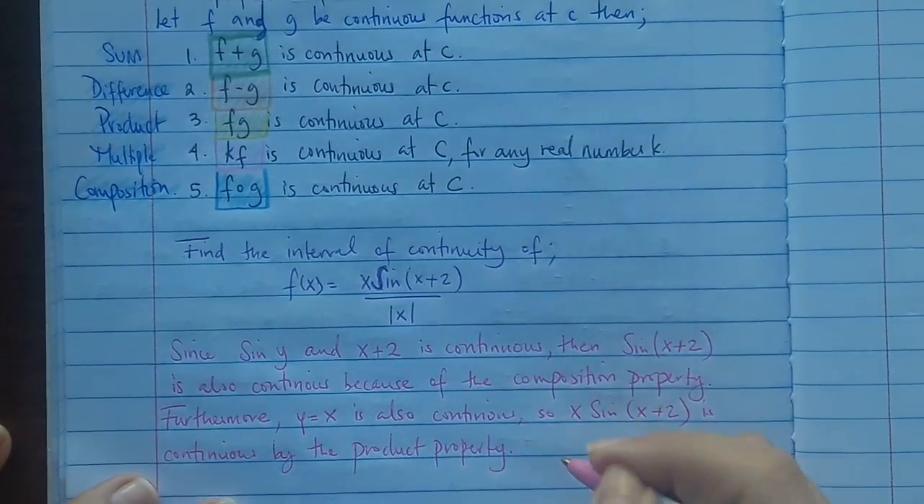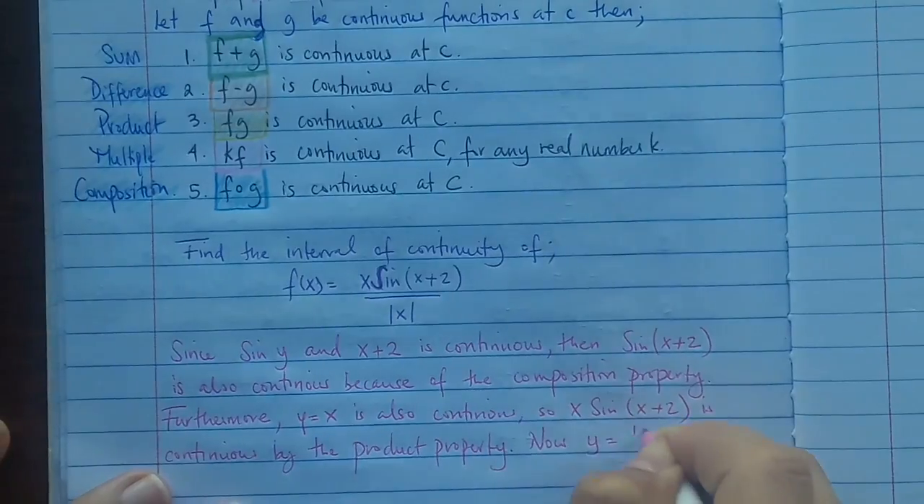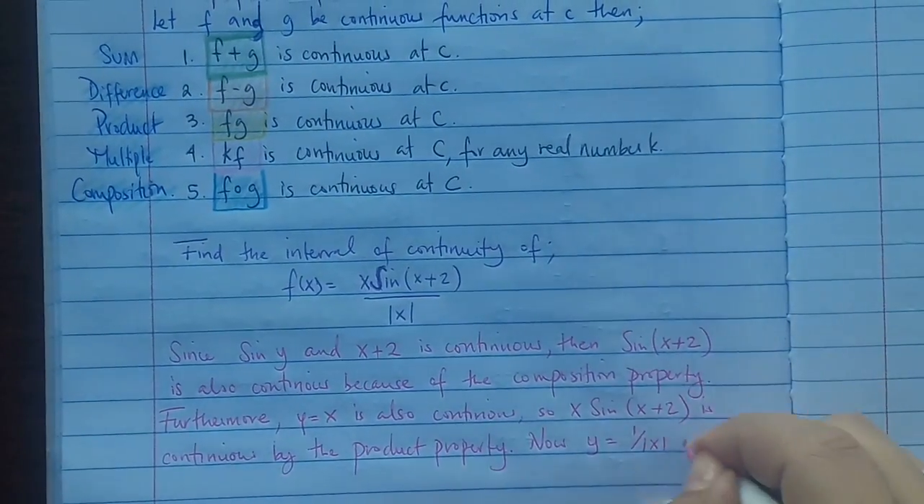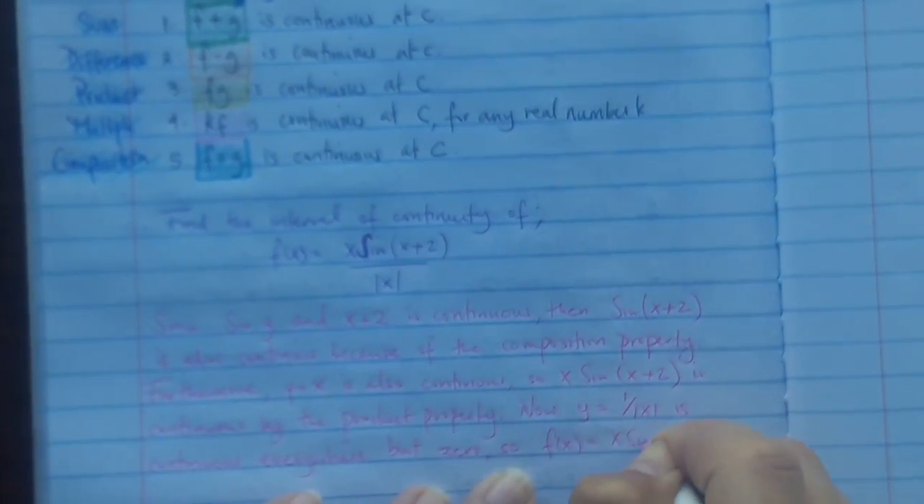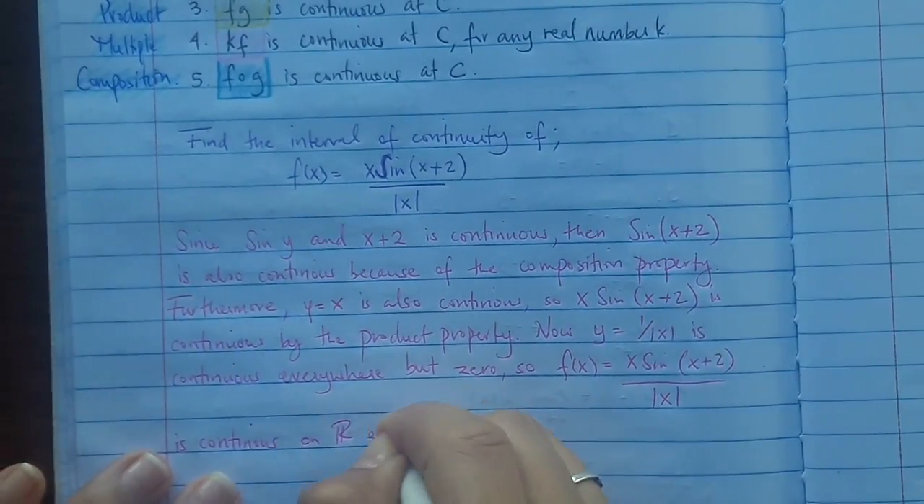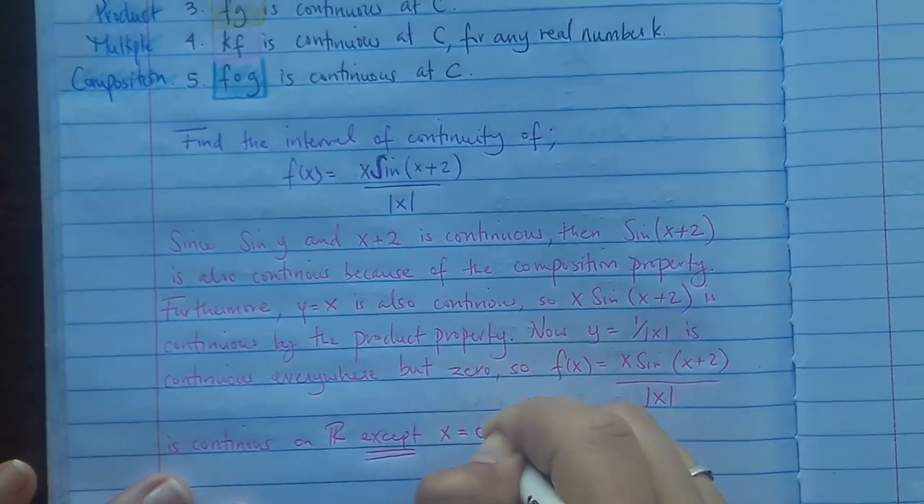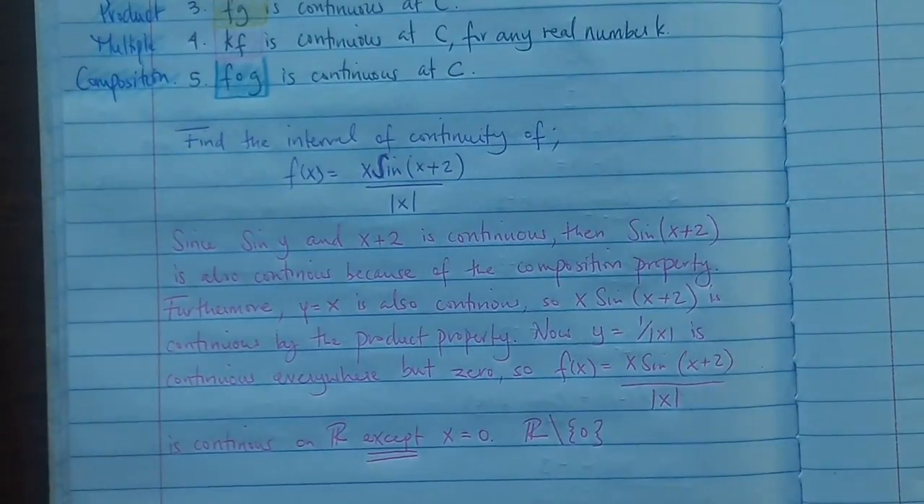Now if you look at y equals 1 over absolute value of x, that's continuous everywhere but at 0, because remember the denominator cannot be 0. Continuous everywhere but at 0. So this whole function, the function f of x, is continuous on all real numbers except when x equals 0, because it's undefined at that point. And we can rewrite it for short. This is how you write it, the correct set notation for it.